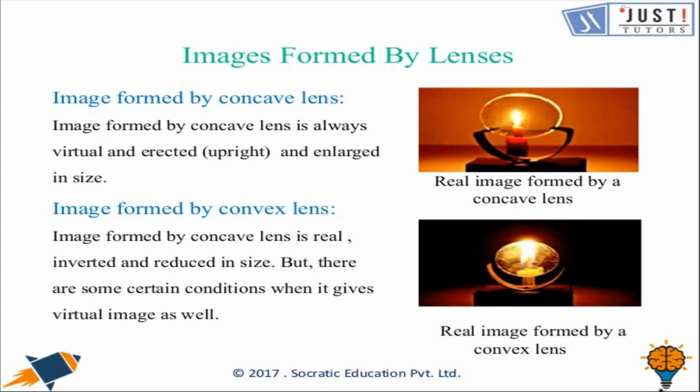Let's talk about the images formed by the lenses. The images formed by a concave lens are virtual and upright and also reduced in size. The images formed by the convex lens, on the other hand, are real, inverted and smaller in size than that of the object. But in some cases, the convex lens provides virtual images as well. You can get a better idea by looking at the pictures right here. One is with a convex lens and the other one is with a concave lens.